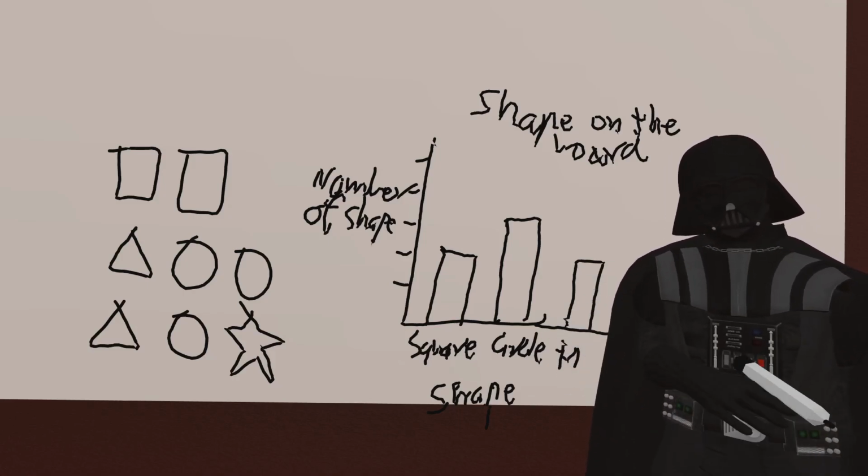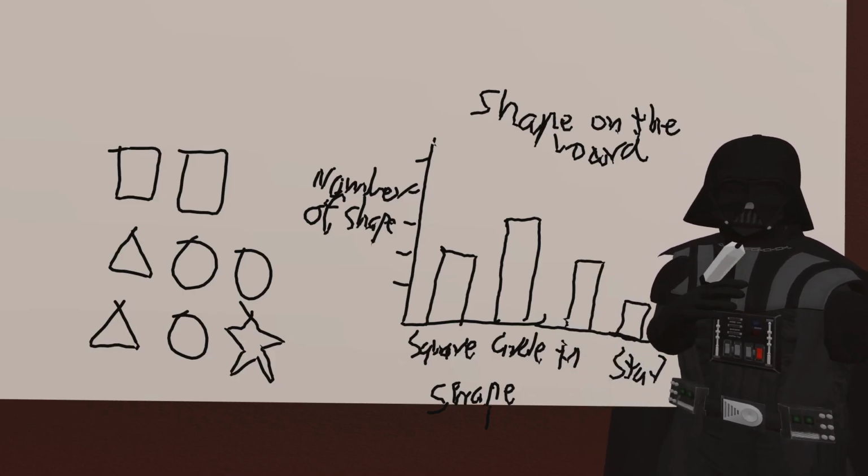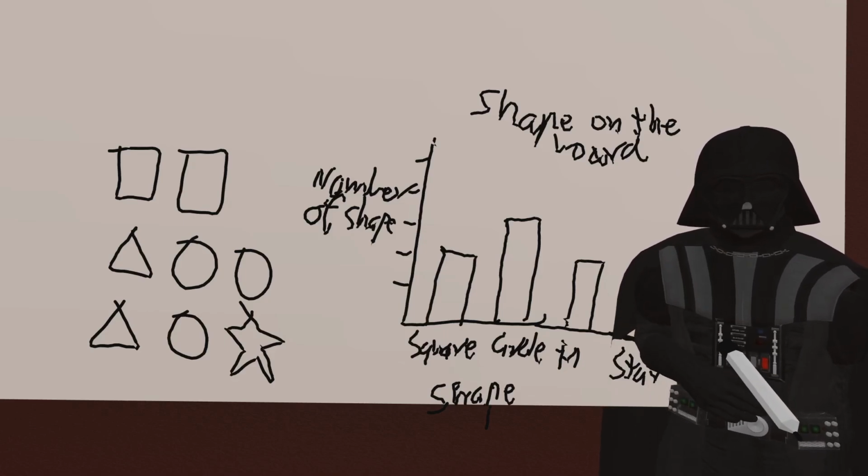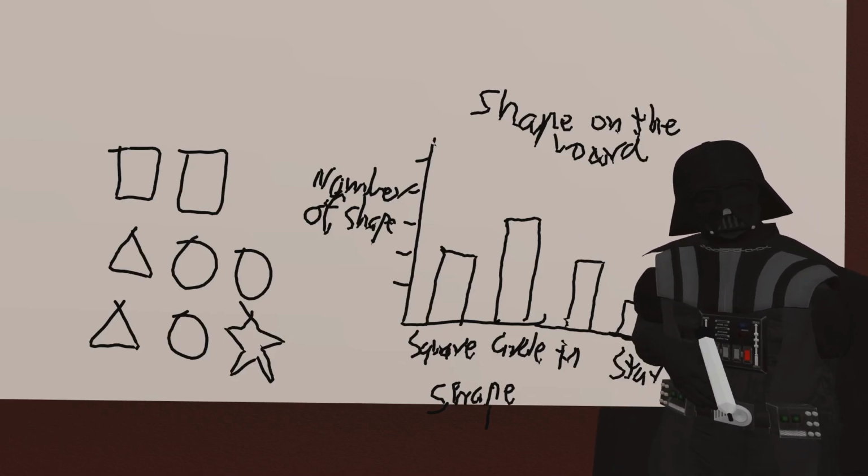These are 3 different ways that you can represent data: pictograph, a frequency table, or a column graph.